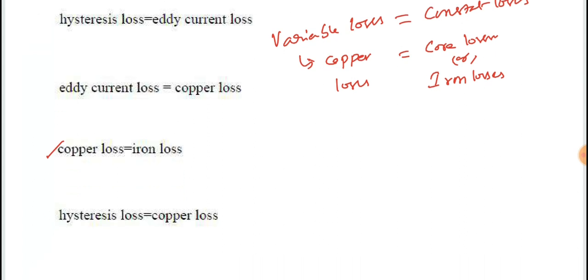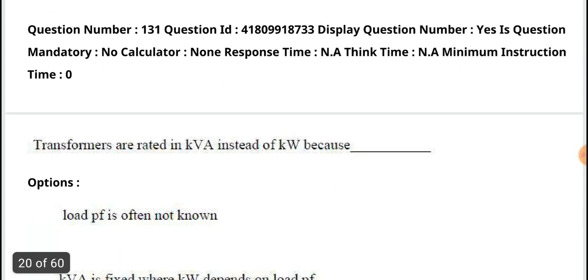Next question, 131. Transformers are rated in kVA instead of kilowatts because. The practical reason is, when you are going to buy a transformer, suppose I am the manufacturer and you are the buyer. If you ask me, I want a transformer, then I don't know what type of load you are going to connect here. Suppose you are using it for induction machines or for resistive loads, I don't know. So when you ask for a transformer, what will you ask? I want a transformer. Then I will say how much kVA you want, that's it.